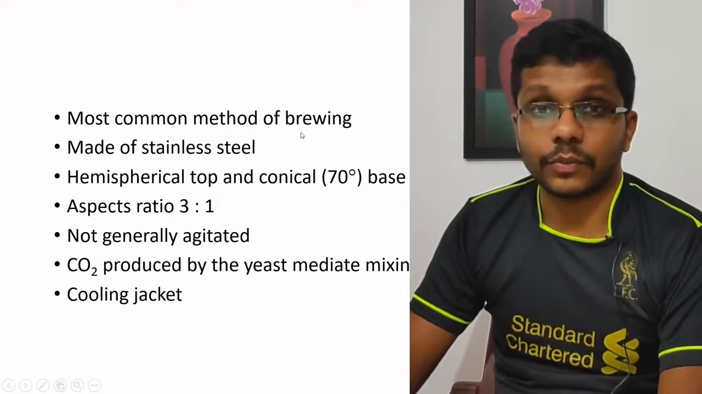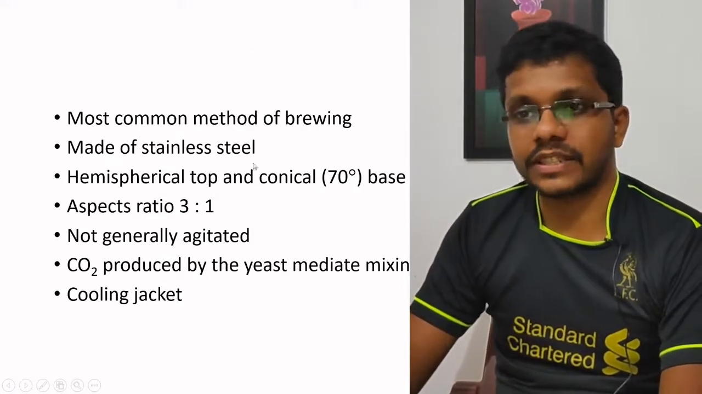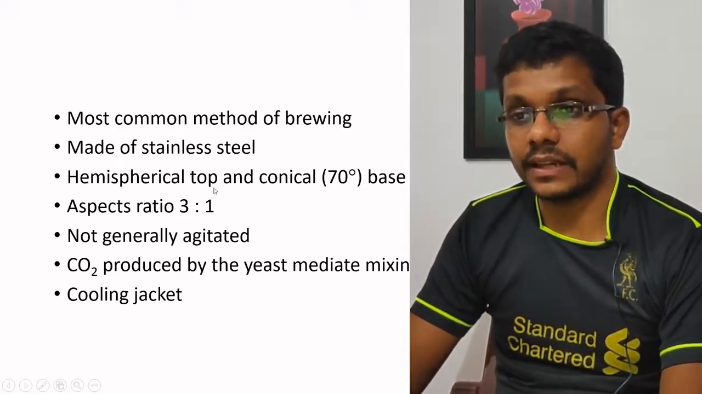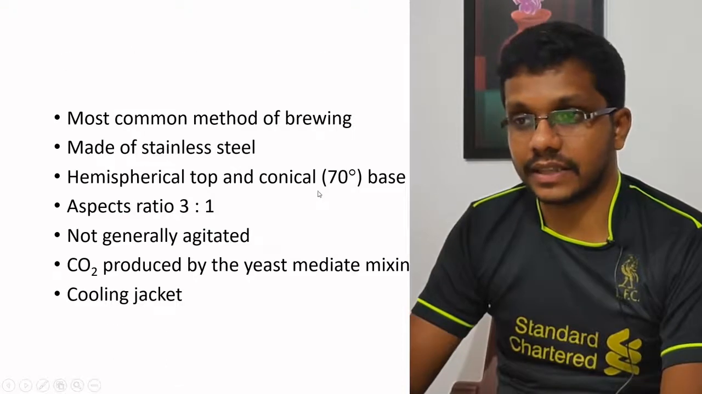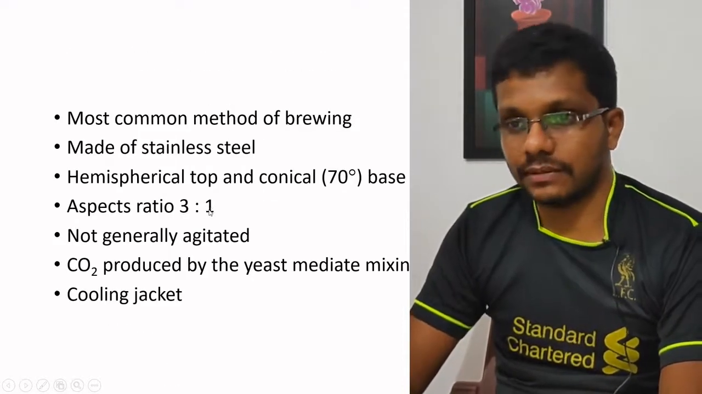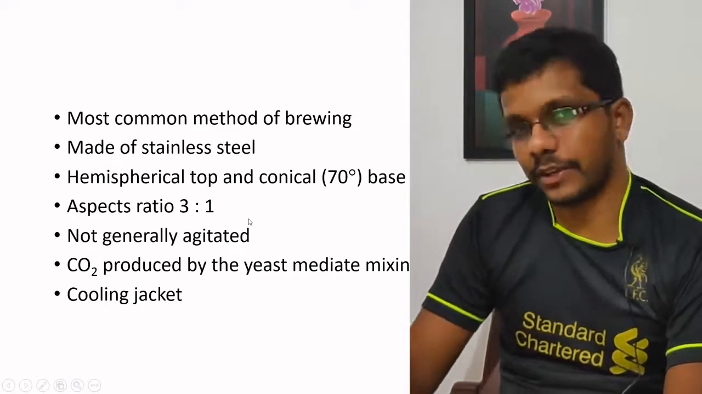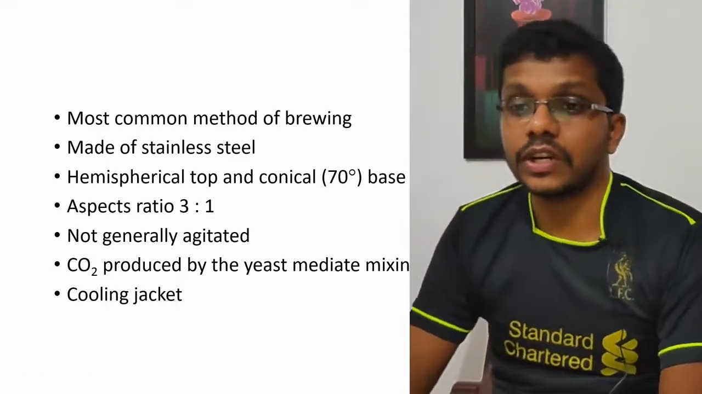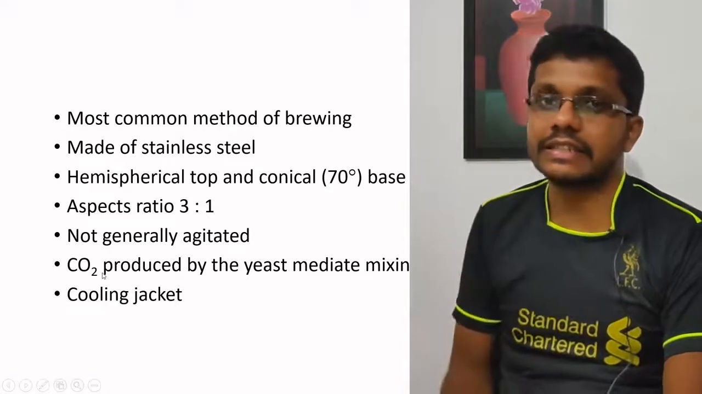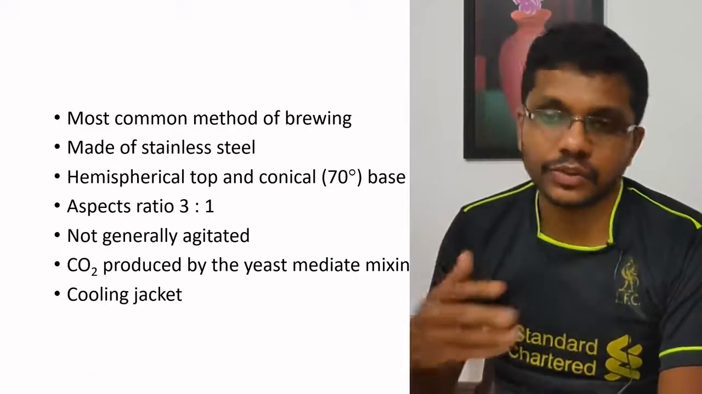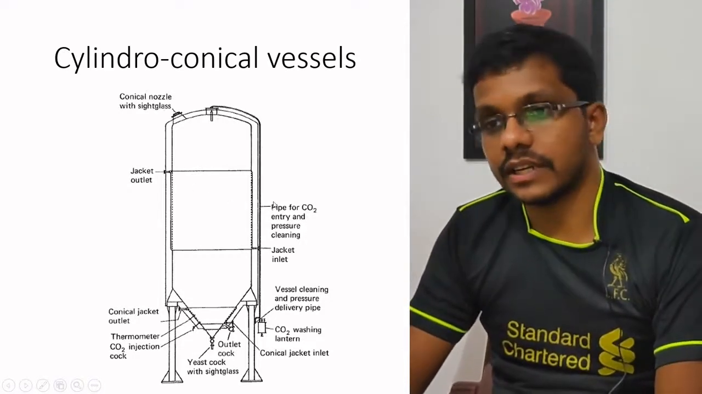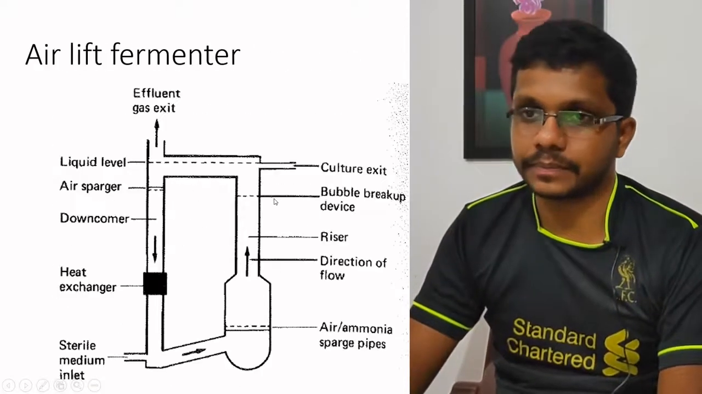This is the most common method for brewing, the process of beer production. It is made of stainless steel, and its top is hemispherical with a conical base. The base is 70 degrees. Aspect ratio 3:1. It is not a tower fermenter; tower fermenters tend to have a higher aspect ratio. They are not generally agitated. Carbon dioxide produced by the yeast is actually doing the agitation, and most of them have cooling jackets to reduce the temperature of the fermenter during the fermentation.